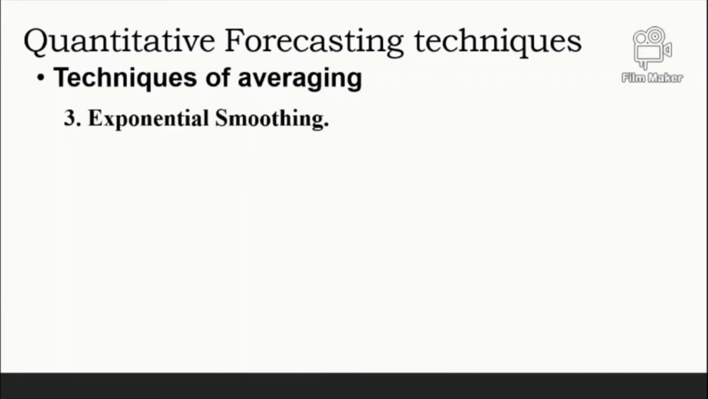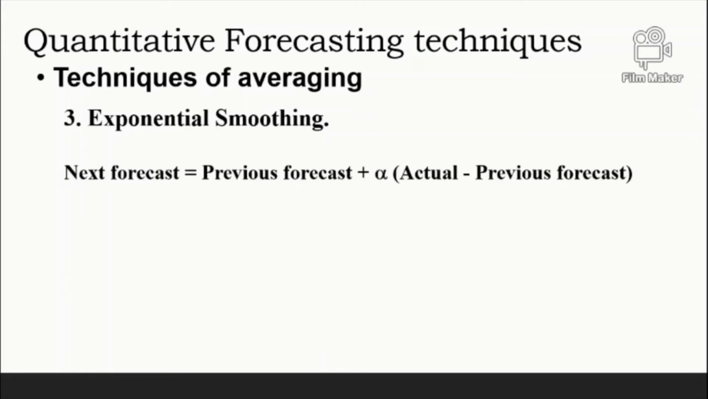The third technique of averaging is exponential smoothing. Exponential smoothing is a sophisticated weighted averaging method that is still relatively easy to use and understand. Each new forecast is based on the previous forecast plus a percentage of the difference between that forecast and the actual value of the series at that point. That is, next forecast equals previous forecast plus alpha multiplied by actual demand minus previous forecast, where actual demand minus previous forecast represents the forecast error and alpha is a percentage of the error.